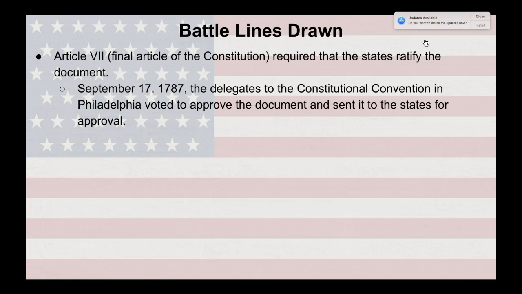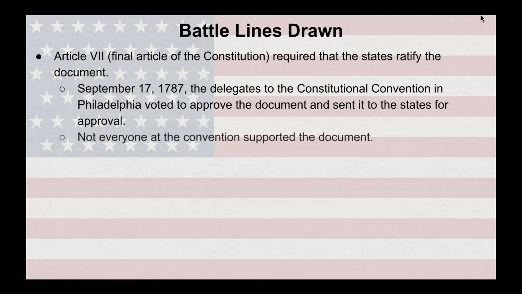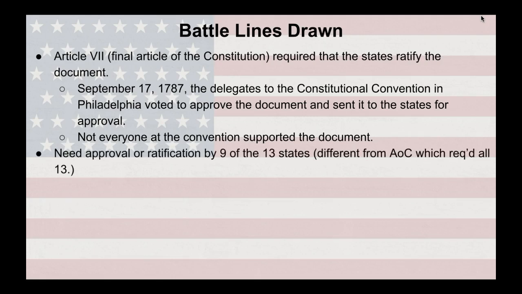Even though it was approved by the convention, you have to understand that not everyone at the convention really supported the document. There were some significant opposers to the document, and so the battle lines are going to be drawn pretty quickly, and they're going to divide into a couple of different factions that will sort of be the precursors of our political parties.